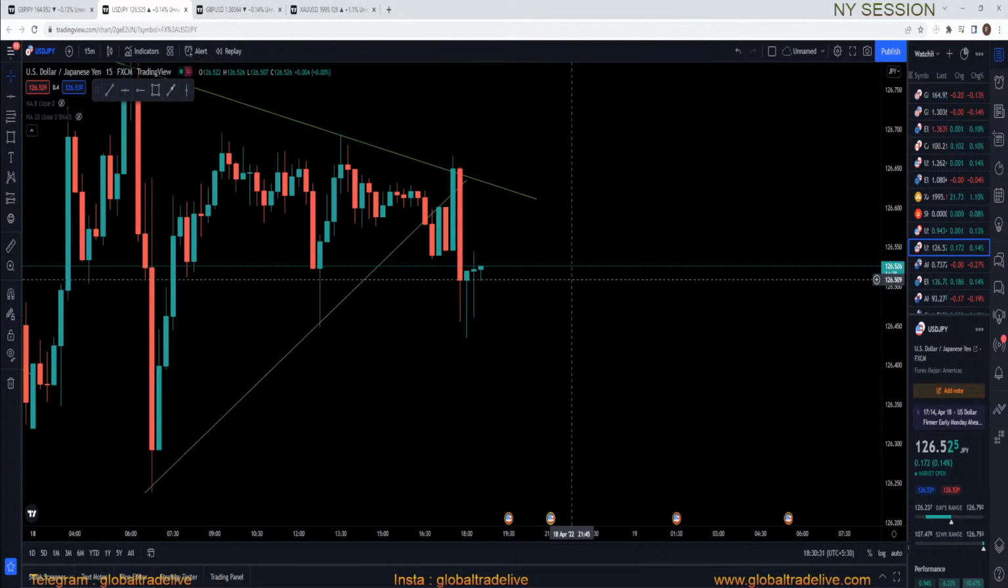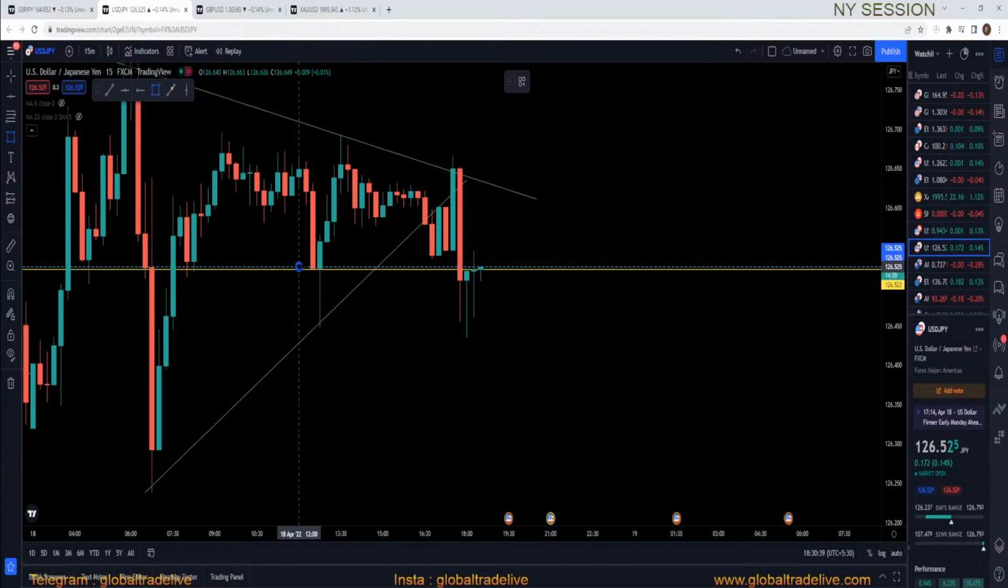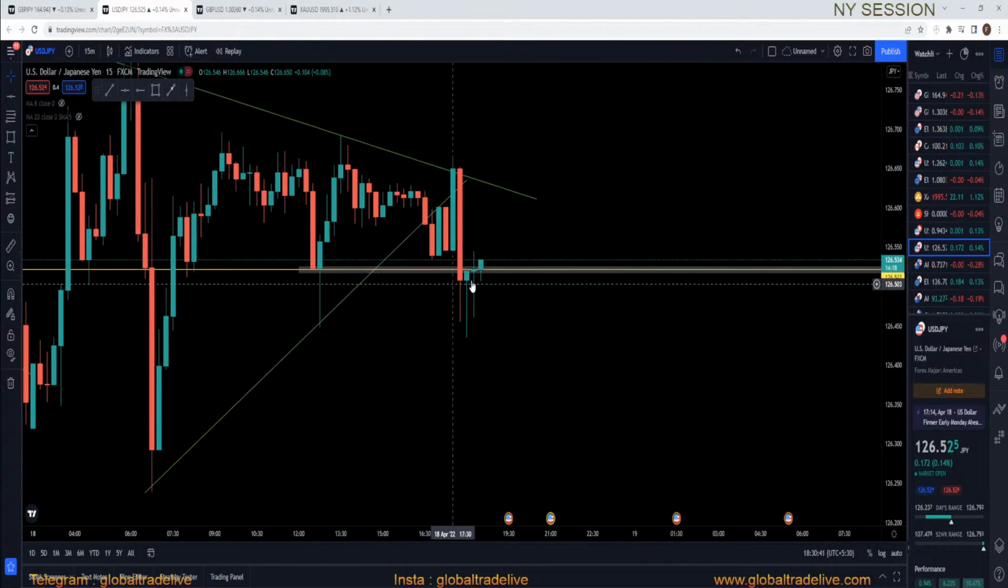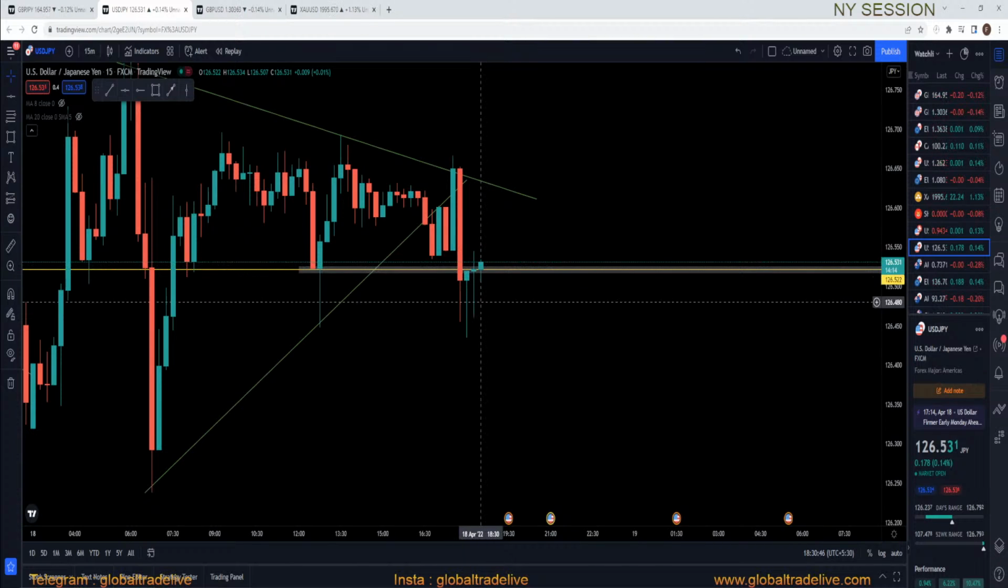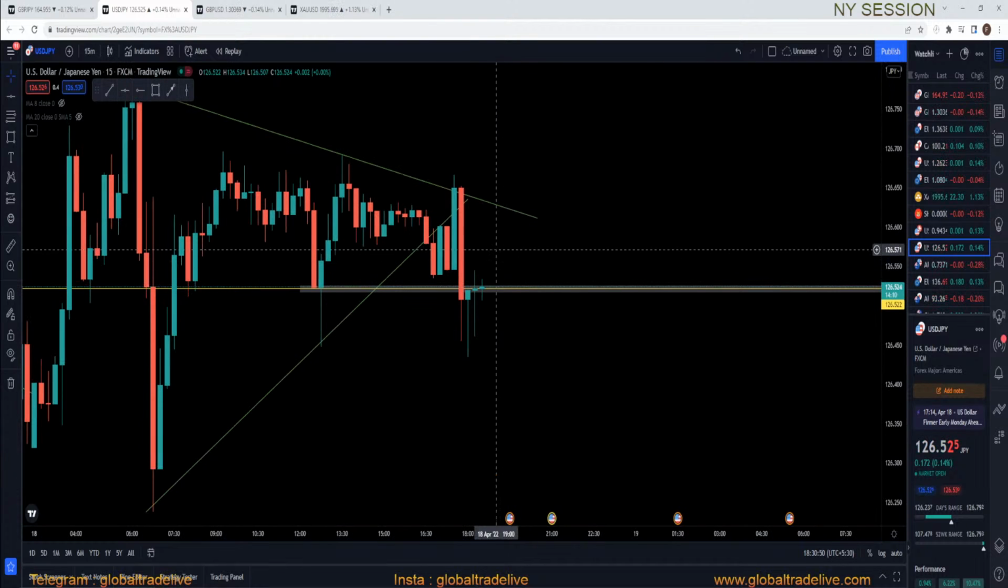All right, everybody. So over here, there is a resistance at this point, and the previous candle closed below the resistance, and now the current candle can flip down and break the low of the previous one to continue moving down. So if that happens, then I think I'm gonna take a sell trade.